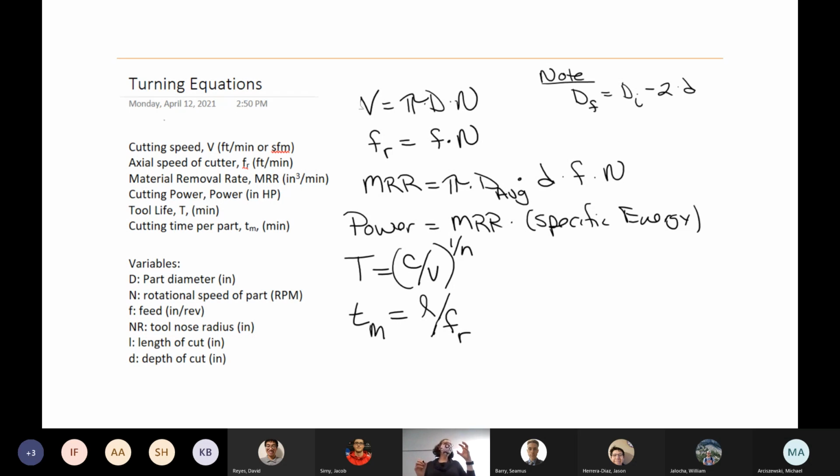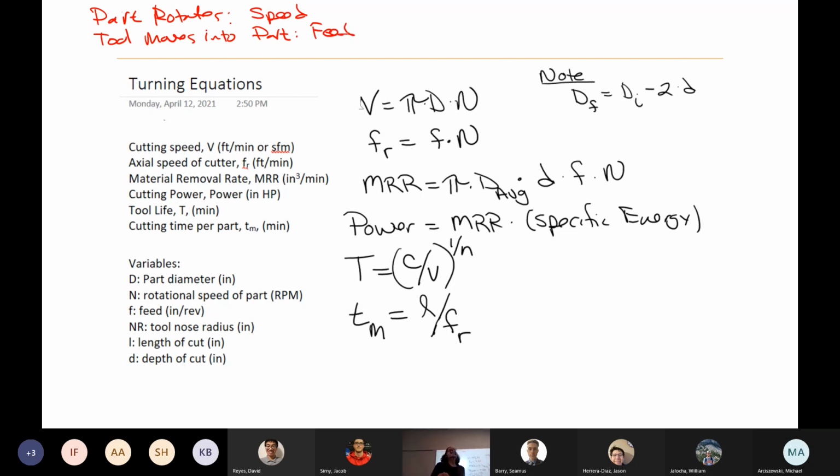So again, when we look at turning, the part rotates. This is going to be our speed. Anything associated with turning, we see that the part rotates, so in turning we talk about that as our speed. Then the tool moves into the part, and that is our feed. We saw that in a couple different ways: moving along the length, which is straight turning, and in grooving, moving into the part.